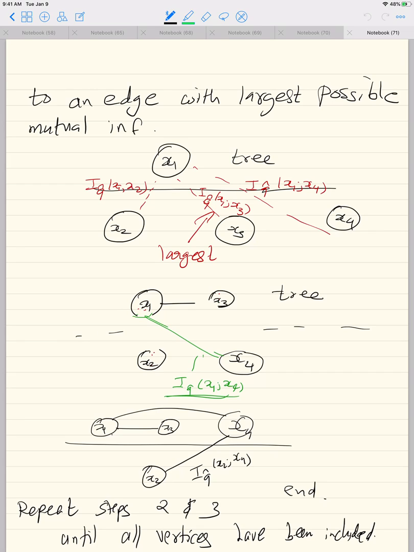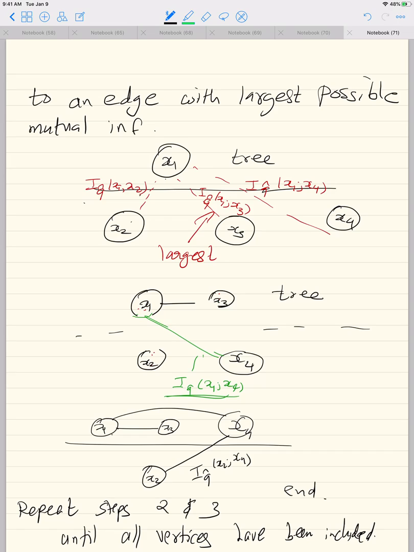So here is an example. X1 is, say, the first node selected in the tree, and we have three other nodes, x2, x3, and x4. Now we want to add one particular node into the tree. Should we add x2, x3, or x4? To do that, we look at the pairwise mutual information in the first row. So we look at I of x1, x2, I of x1, x3, I of x1, x4. Let's say that I of x1, x3 is the largest. Then we put in x1 and x3.